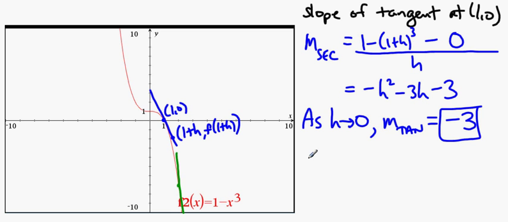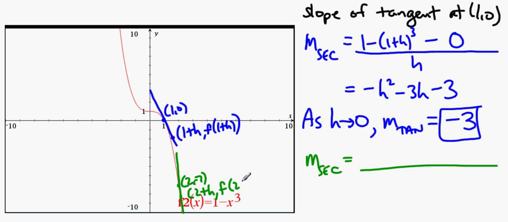And then we can do the same thing for the green line. The slope of the secant is the change in y over the change in x. So we pick our point 2, negative 7, and then we pick some other point that's right near it with an x coordinate of 2 plus h and a y coordinate of whatever f of 2 plus h is. So f of 2 plus h is what I get when I sub 2 plus h in there. That's 1 minus 2 plus h cubed. And then this y value is known.